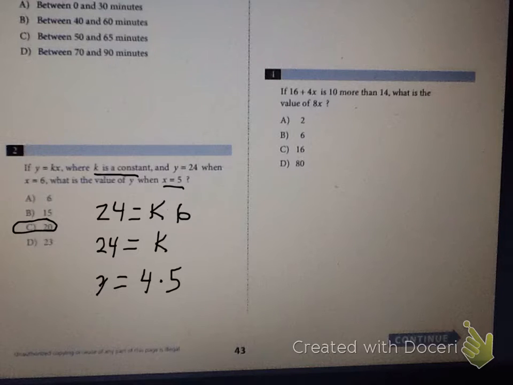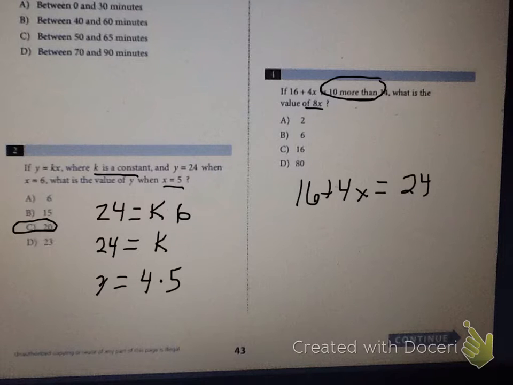The next question is sort of setting up an equation from words. It says 16 plus 4x, and "is" always means equals, is 10 more than 14. So that means 24, because 10 more than 14. What's the value of 8x?